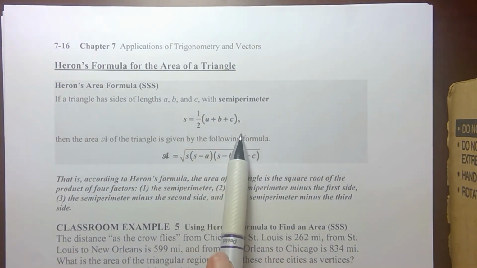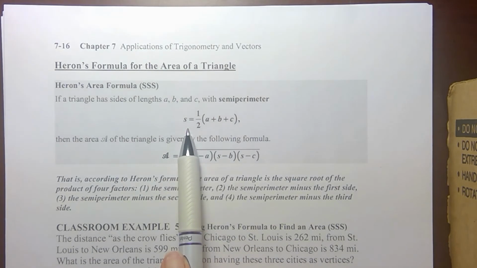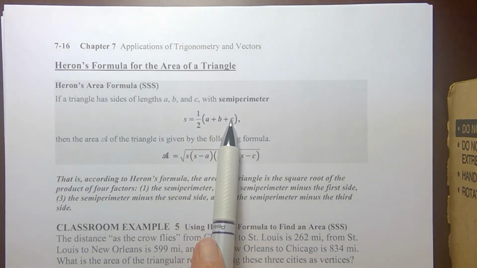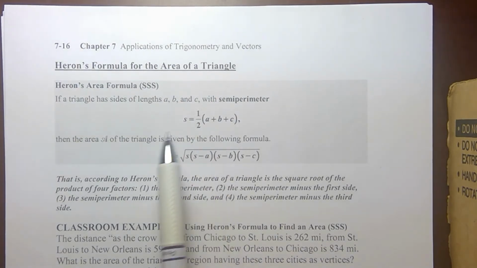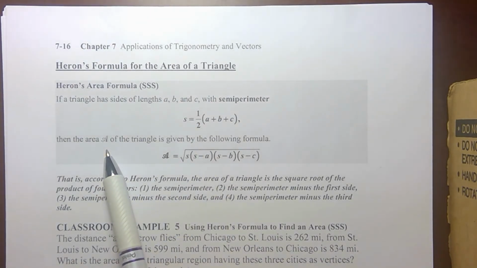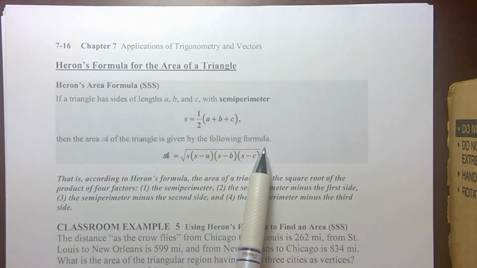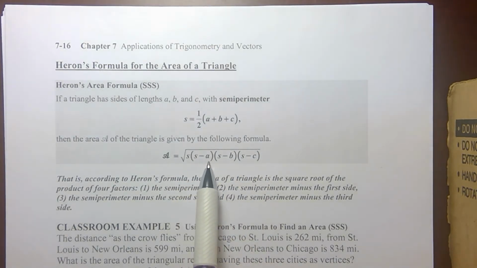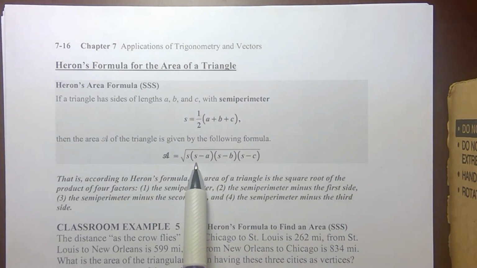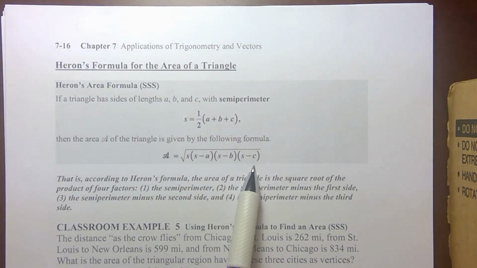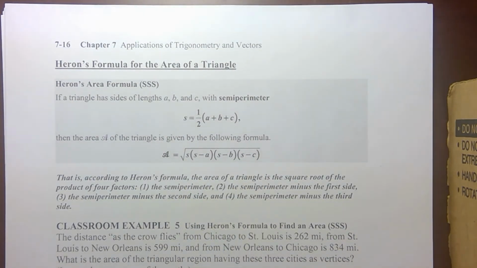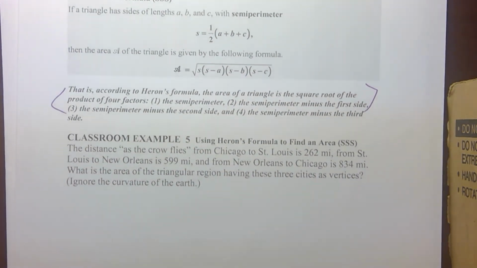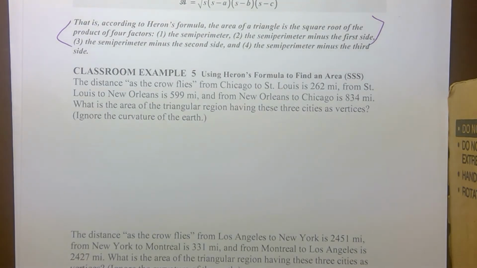If I know my three sides, I can find the semiperimeter. Semiperimeter is just half of the perimeter. The perimeter is where I add the three side measurements. The area then is the square root of the product of the semiperimeter multiplied by the difference between that semiperimeter and each of the three sides. And that's what this explains right there. Let's do a couple of examples using Heron's formula to find the area of a triangle.